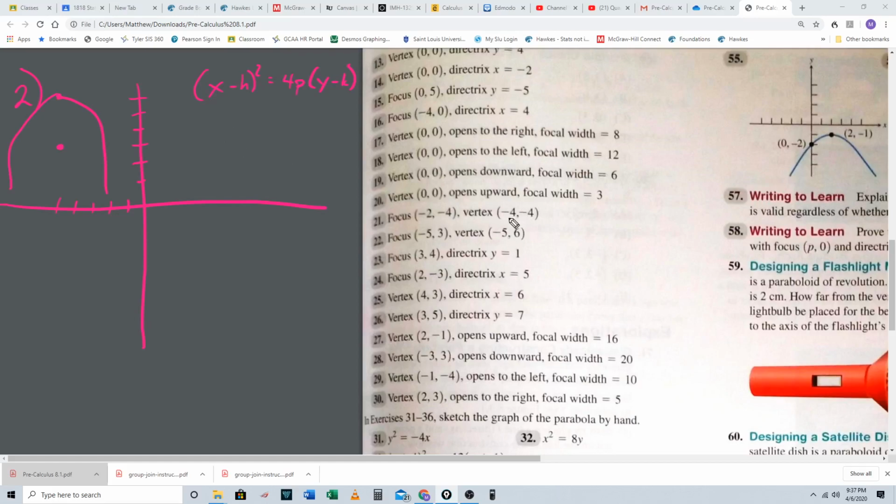Since we already know the vertex is (-5, 6), it's going to be x minus a -5, so (x plus 5) squared equals 4p times (y minus 6). Now we just have to find the change from the vertex to the focus. 1, 2, 3. So p is 3. It's opening down, so p is -3. My final answer is (x plus 5) squared equals -12 times (y minus 6).